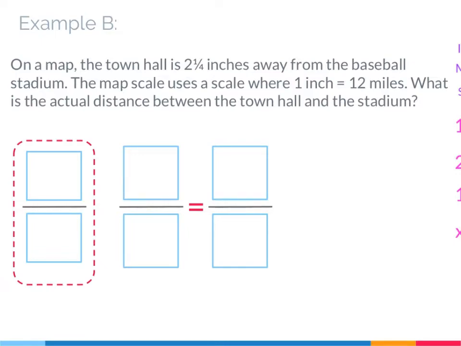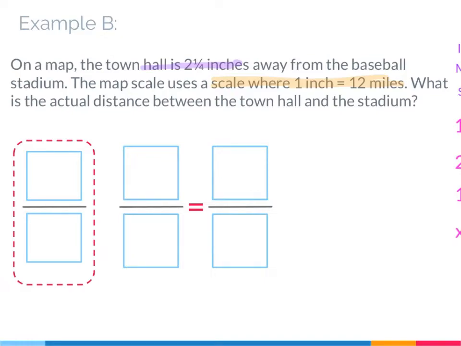So the first thing I need to do is go through my problem and find the important information and highlight it. The town hall is 2 1/4 inches away. That's important information, so I want to make sure that I highlight that. Then I read that the scale is 1 inch to 12 miles. Again, that's important information because it's talking about the scale. And then I'm trying to figure out the actual distance between the town hall and the stadium.